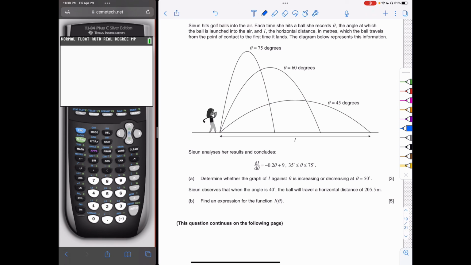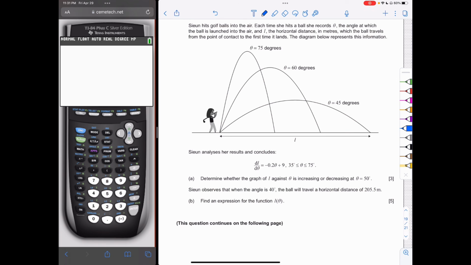So it says that Sion analyzes her results and she concludes that the derivative of her horizontal distance with respect to the angle at which the ball is launched is equal to negative 0.2 times theta plus 9, and it's only for the angle measurements from 35 to 75 degrees. So part A says determine whether the graph of L against theta is increasing or decreasing at theta equals 50.